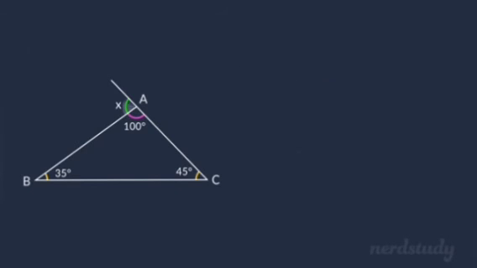So to get the exterior angle, we know that angle X and 100 degrees are adjacent angles, and adjacent angles add up to 180 degrees. So 180 minus 100 is equal to 80 degrees. Therefore, X is equal to 80 degrees. Now let's take one more example before we end this lesson. Here it is.